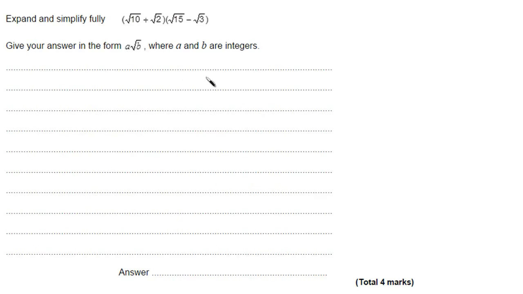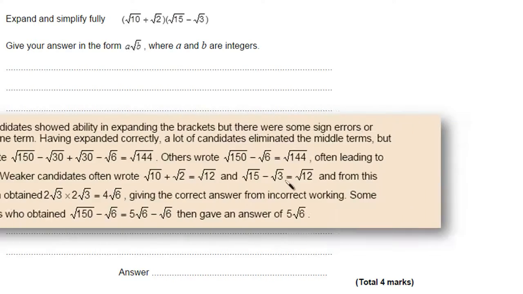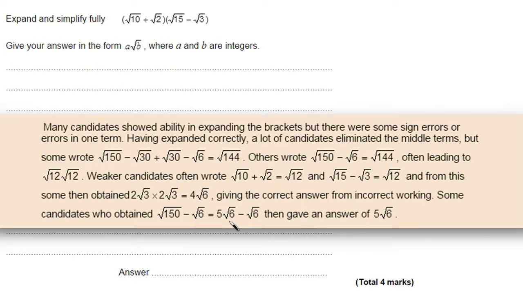Okay, now before we go any further, let's have a look at the examiner's remarks on this question. It says many candidates showed ability in expanding brackets. So that's clearly what we've got to do. We've got to multiply all these terms out, either foiling or using grid method. And that was reasonably well done by the looks of it. But there were some sign errors. So this is, I think, mistaking the plus and minus signs or getting those wrong, or errors in one of the terms.